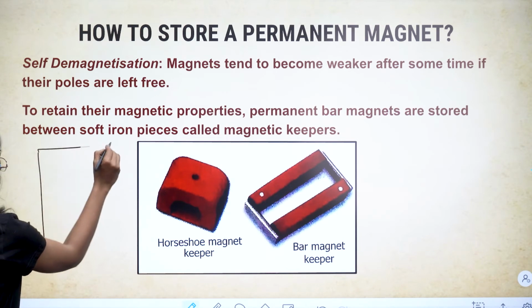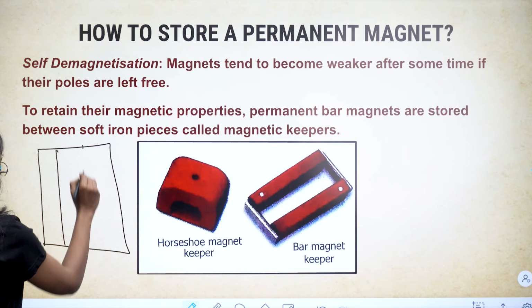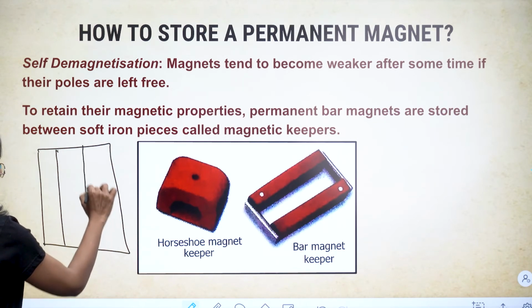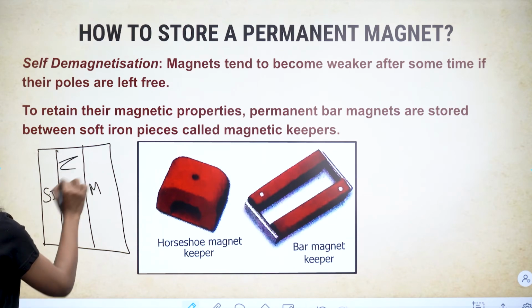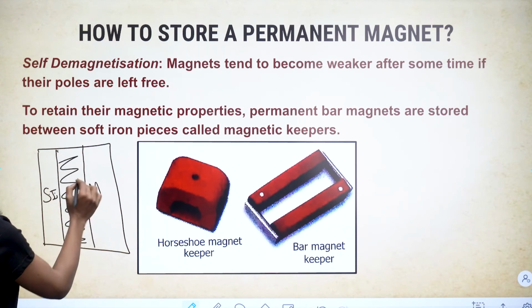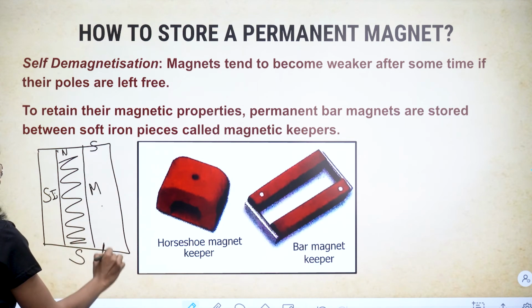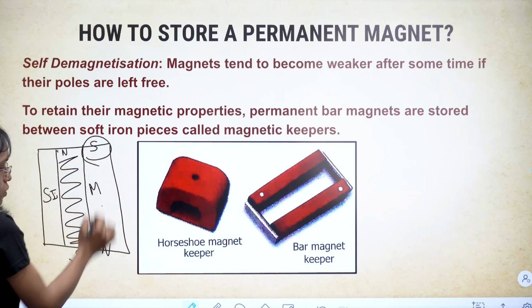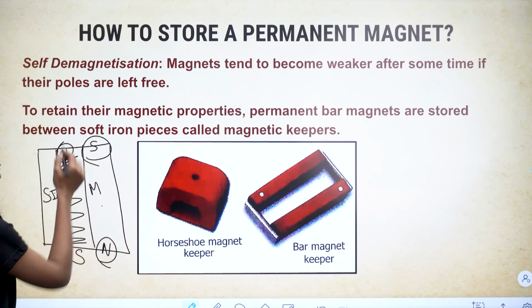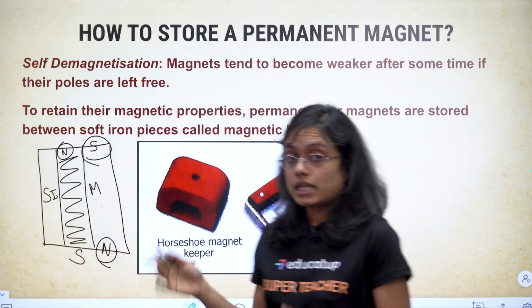Suppose this is a bar magnetic keeper. Here the magnet will be fitted, here the soft iron will be fitted, and over here you will keep your own magnet. Now, if your own magnet's north pole is this side and south pole is this side, then the magnet in the keeper will have its south pole here and its north pole here. It is always there. In whichever pole direction it is fitted, you will keep your own magnet in the opposite pole. That is how magnetic keepers are made.